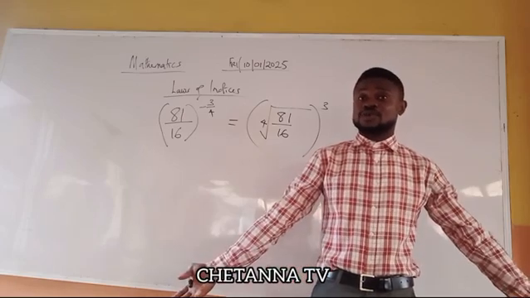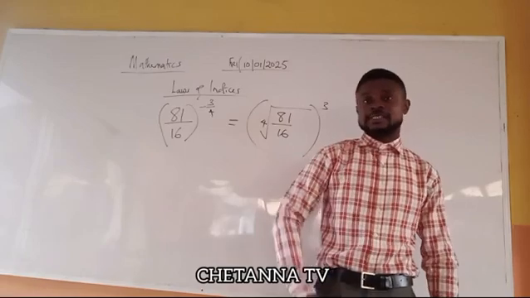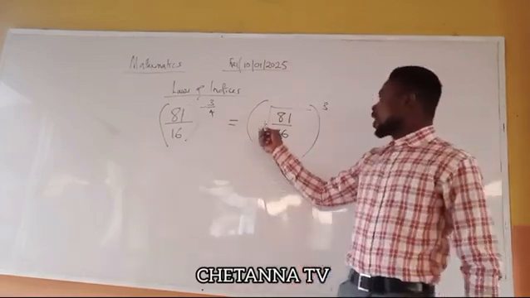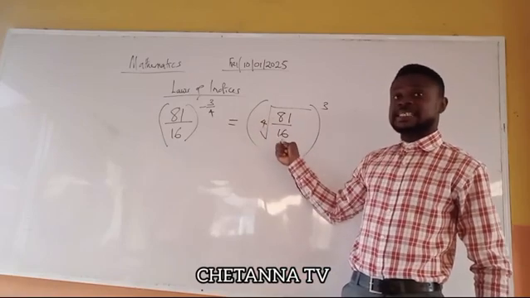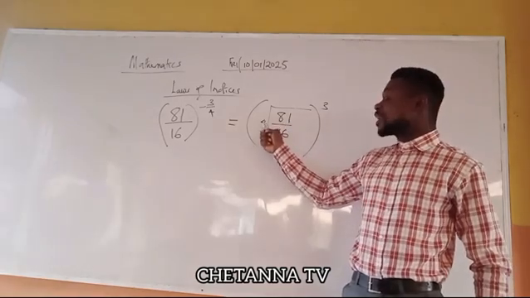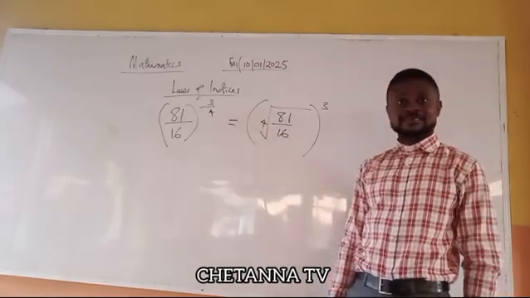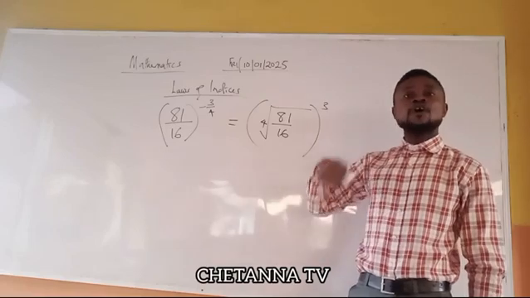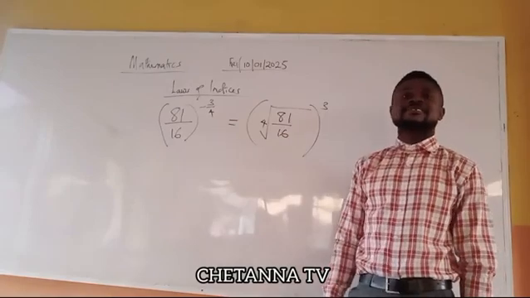It's 2. Because if you multiply 2 three times, you get what? 8. So now, if you want to find the 4th root of this and this, what number will you multiply by itself 4 times to get 81? And what number will multiply itself 4 times to get 16?